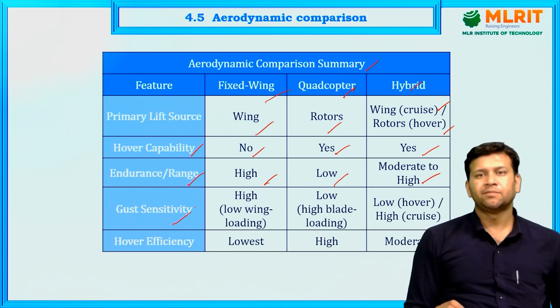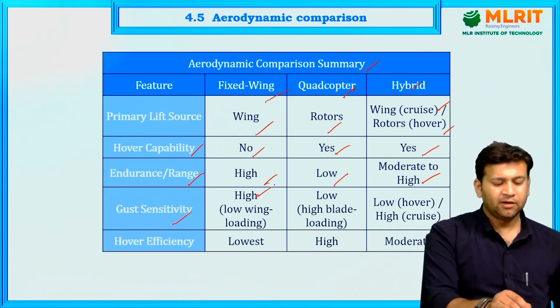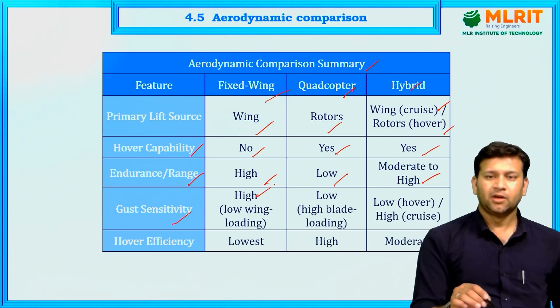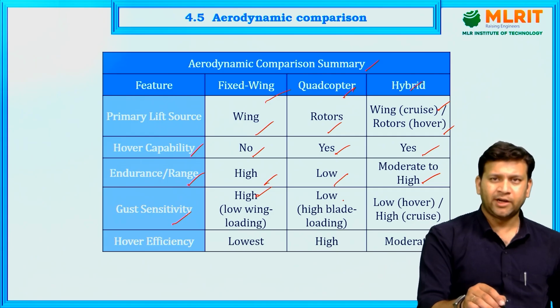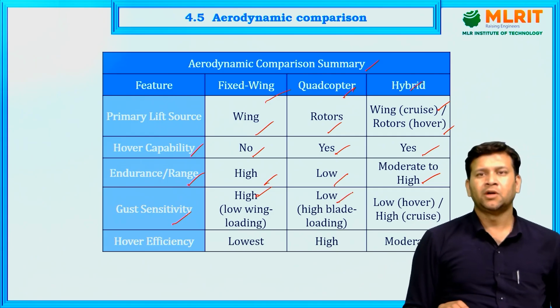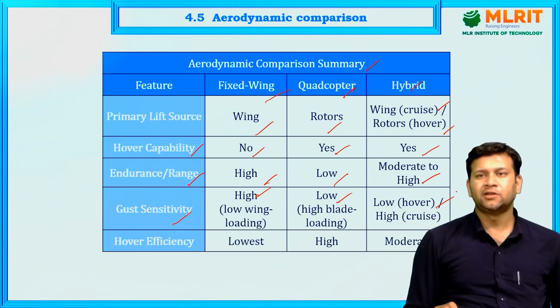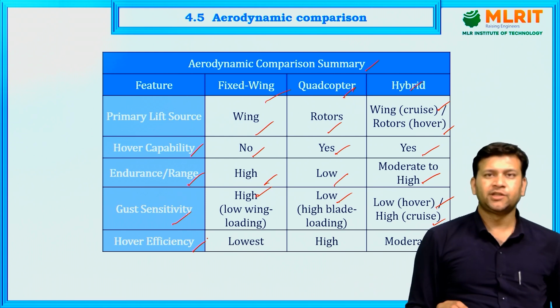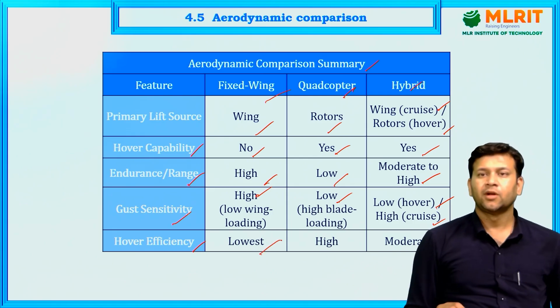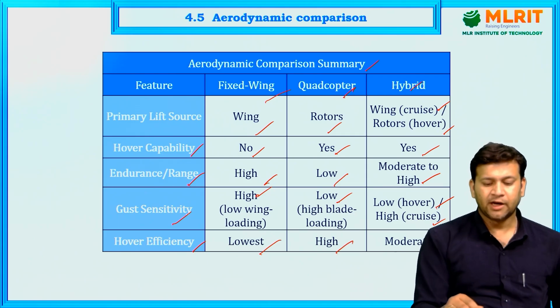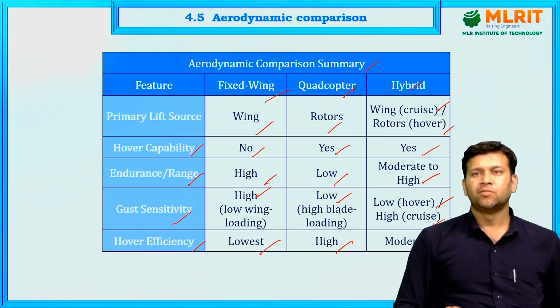Gust sensitivity will be very high for low wing loading in the fixed wing unmanned aerial vehicle class, and for quadcopters it will be very low because of high blade loading, and for hybrid unmanned aerial vehicles it will be low for hover and high for cruise condition. Hover efficiency for a fixed wing unmanned aerial vehicle is very low, quadcopter is very high, and hybrid unmanned aerial vehicle is moderate.